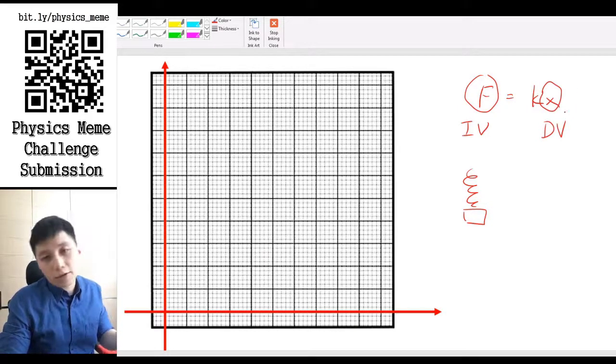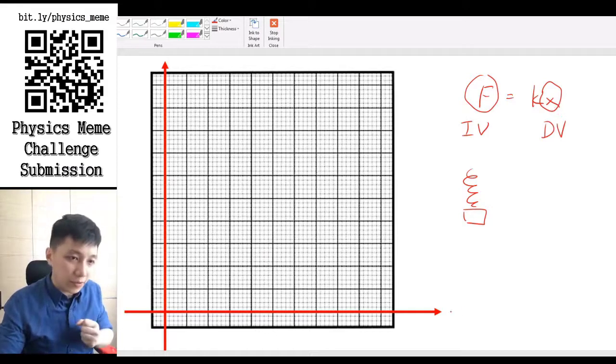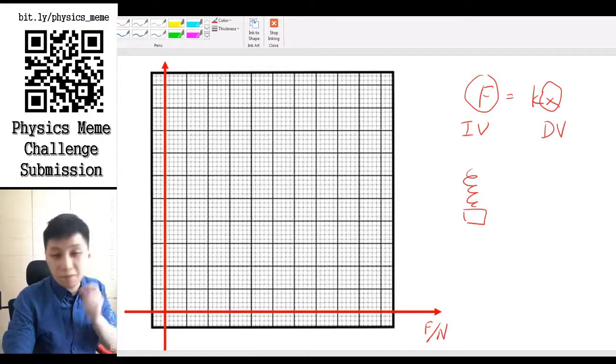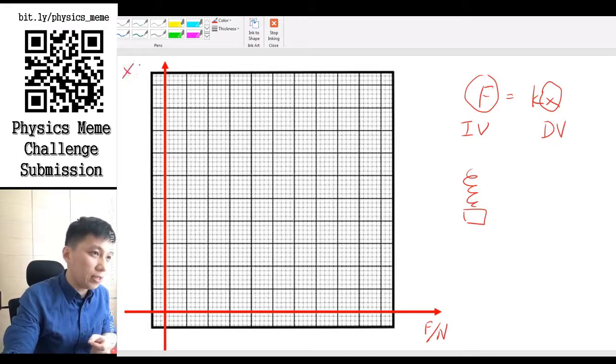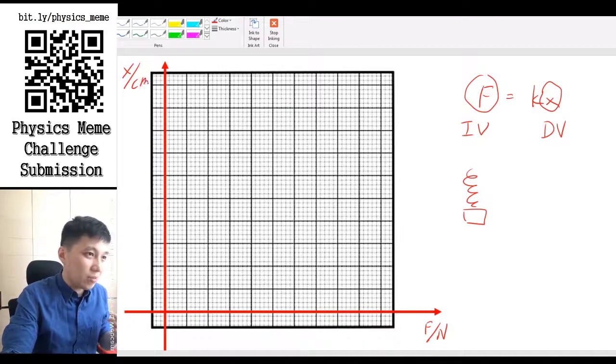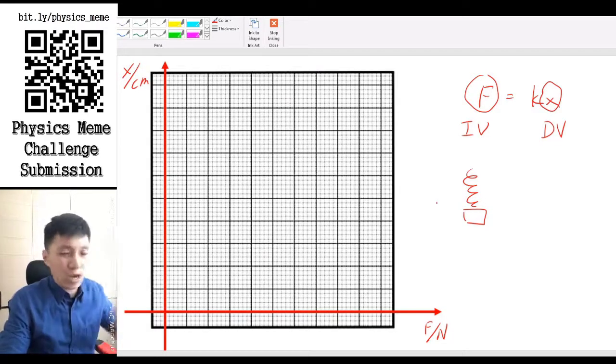And therefore, according to our tradition, you put the independent variable on the x-axis. So I'll put F here and Newton here. And the dependent variable, which will be x, and probably in cm or millimeter, will be on the y-axis.